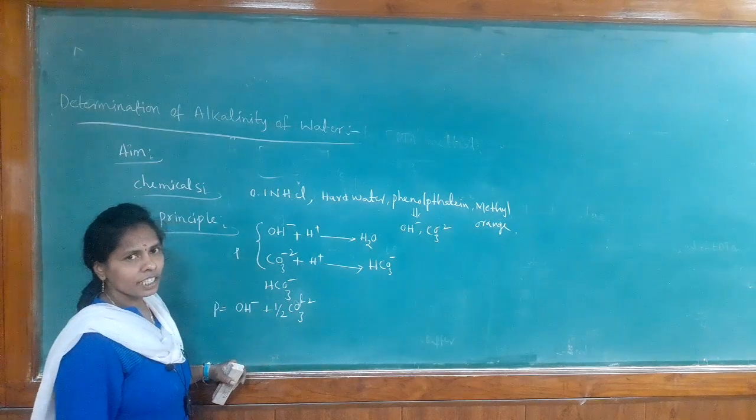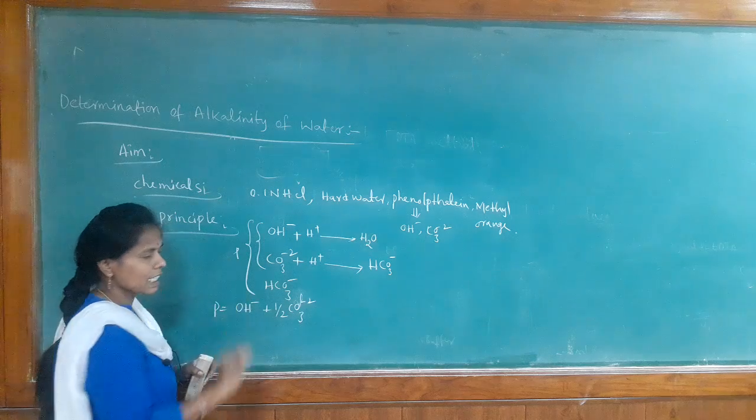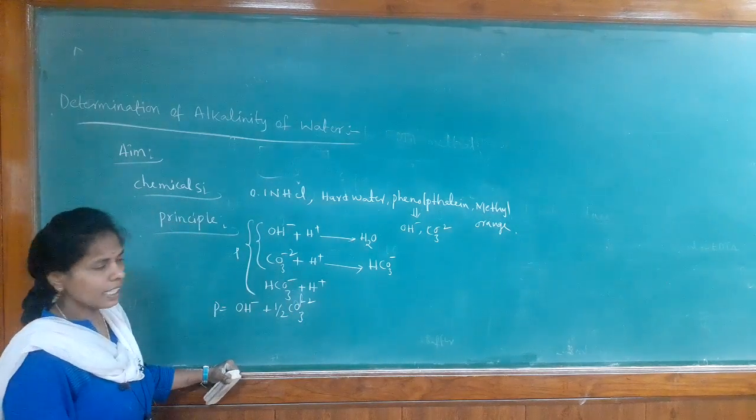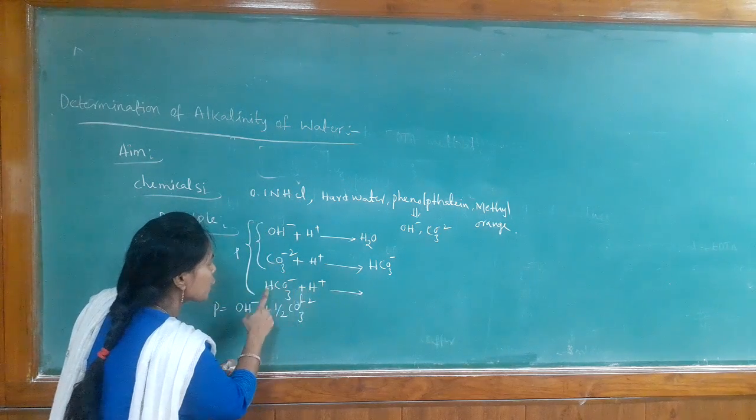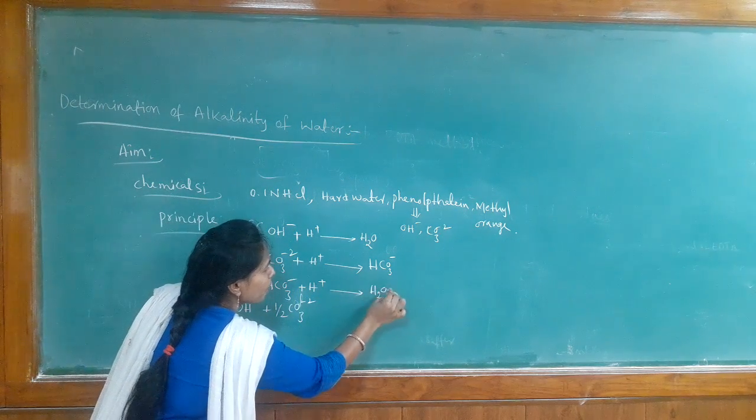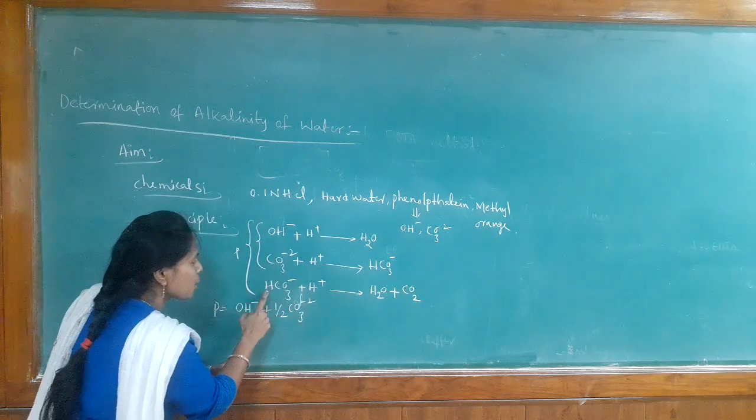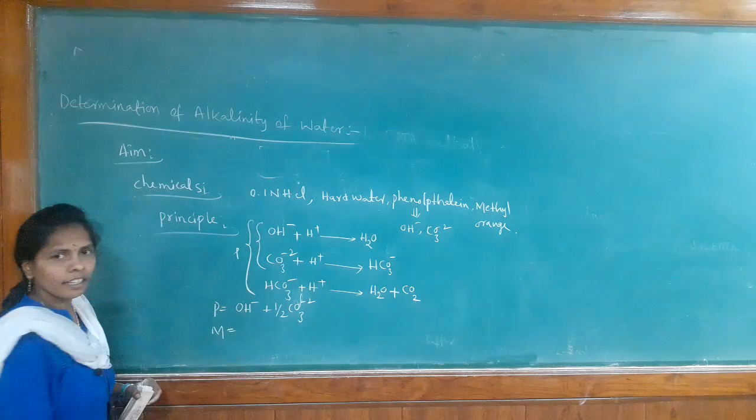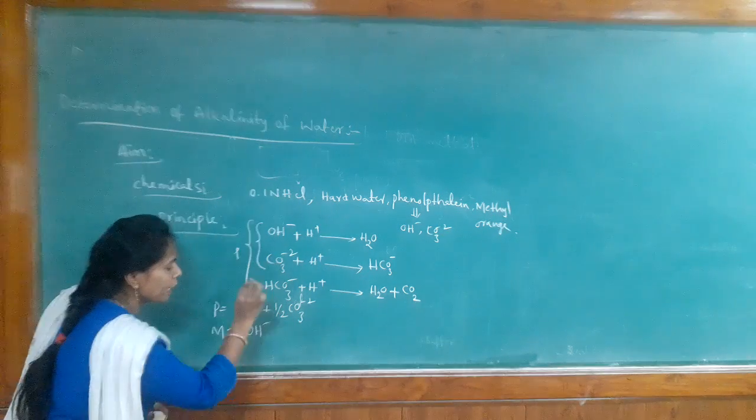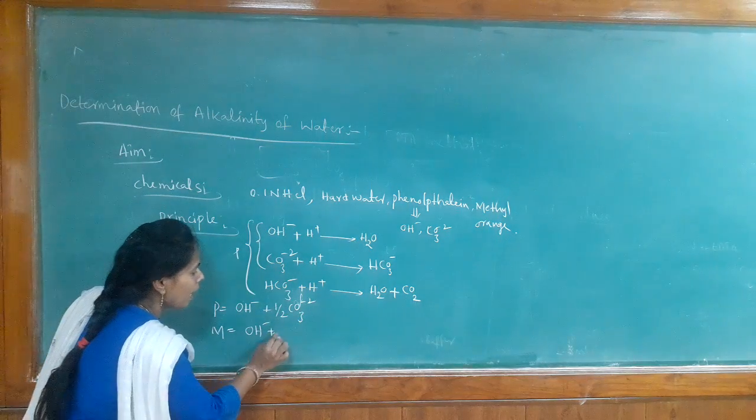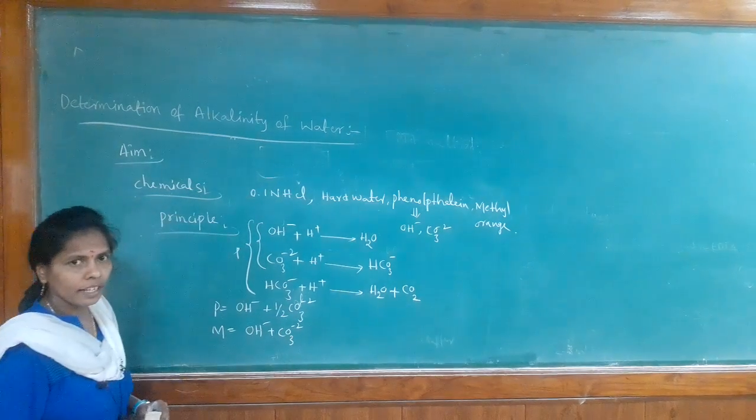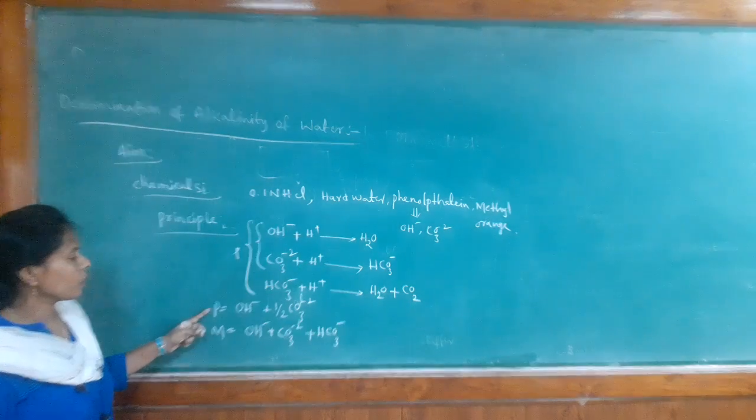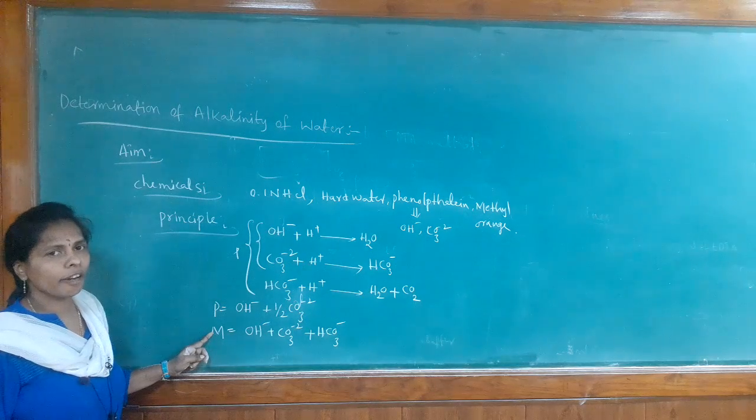So, phenolphthalein is indicating complete neutralization of OH minus and half neutralization of carbonate. But when we use methyl orange indicator, all these three reactions take place. That means even the bicarbonate is also titrating with the acid and producing H2O plus carbon dioxide. So, what is the methyl orange end point indicating? It is indicating complete neutralization of OH minus, complete neutralization of carbonate and complete neutralization of bicarbonate. So, that is the phenolphthalein end point and the methyl orange end point.